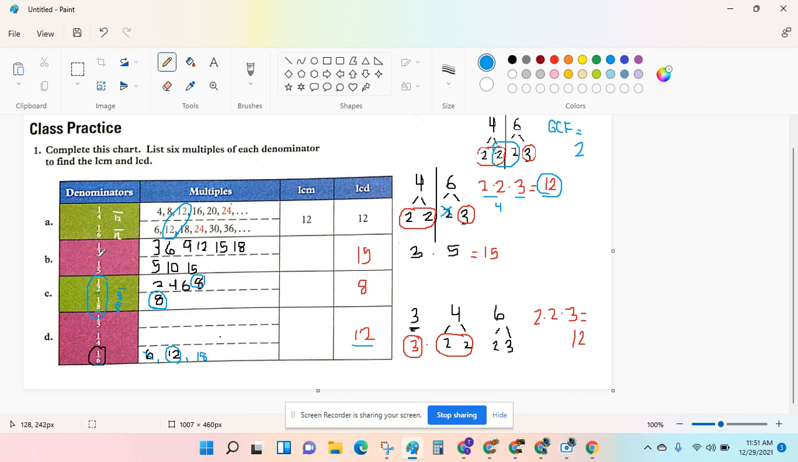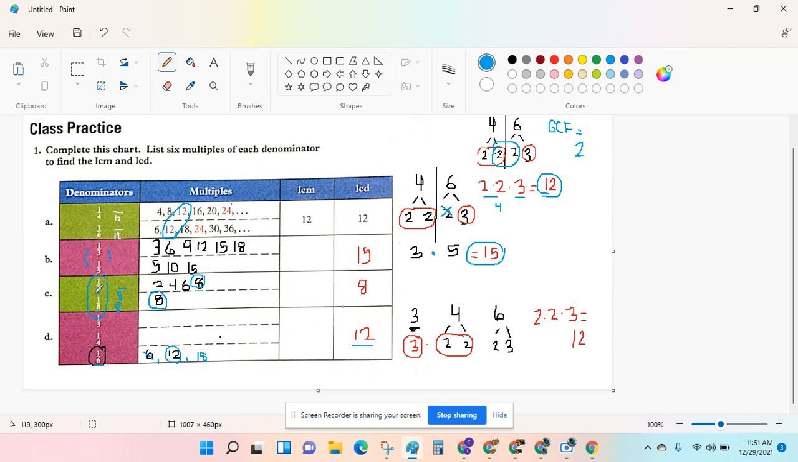Another thing, like down here when you've got a third and a fifth, is, again, you could list them all out, or you could stop and think, okay, well, 3 and 5 are prime numbers, right? So that means I can just multiply 3 times 5 together and get 15. And 15 is going to be my answer because those both were prime numbers. So any of these ways will work to find the least common denominator.